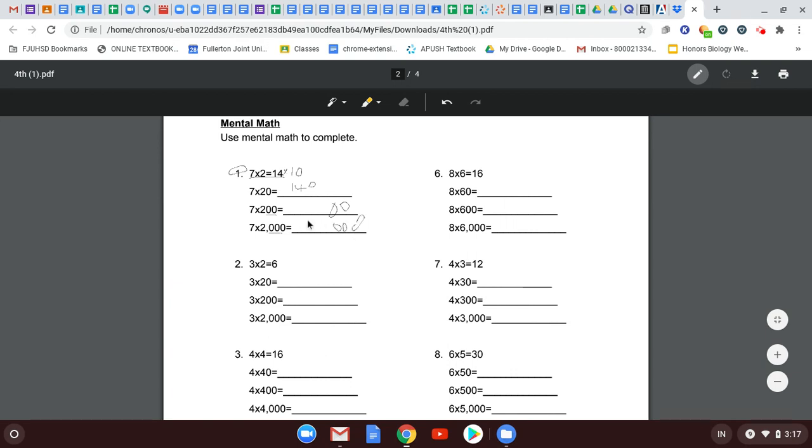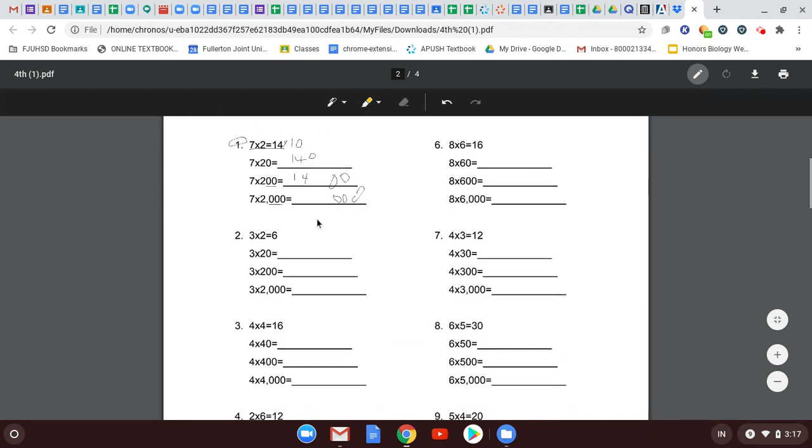Now the first number is according to what the answer is without the zeros. So say for number 1, 7 times 2 is 14, right? 7 times 200 is basically 1,400. See how there's a 14 up in front of everything.